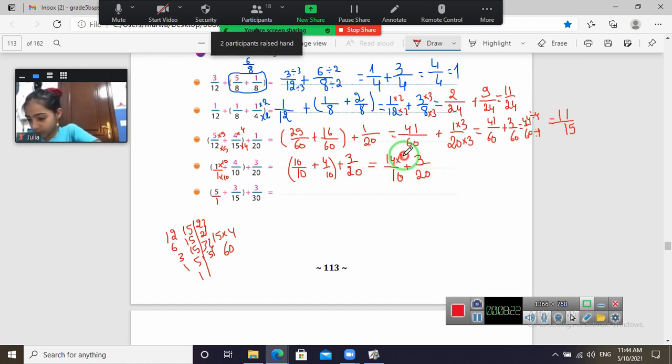I multiply by 2, it will be 28 over 20 plus 3 over 20. And we add them: 28, 29, 30, 31 over 20.